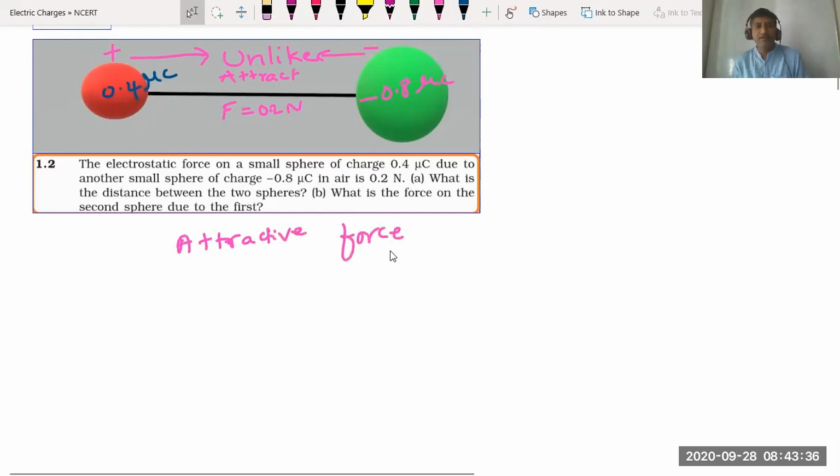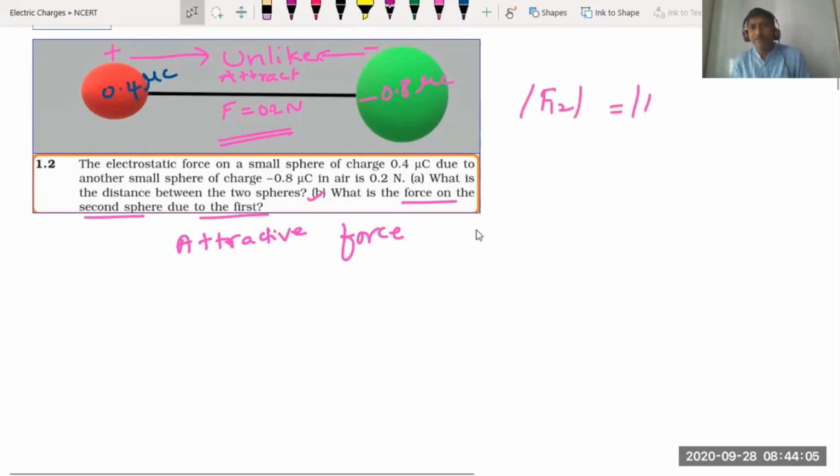This we are confirming first. With what force are they attracting? Those two, with 0.2 newtons force. So this body is attracting with a force of 0.2 newtons, and this second body is also attracting with the same 0.2 newtons force. So you see the second bit: what is the force on the second sphere due to the first?